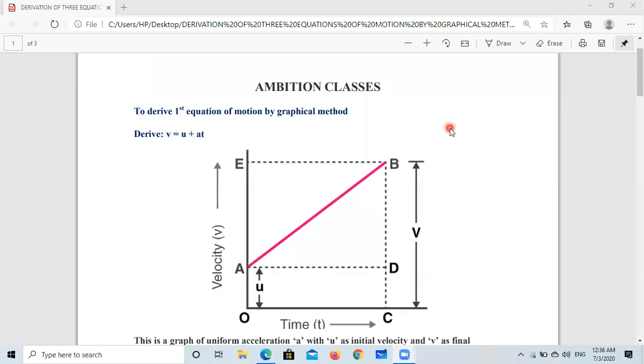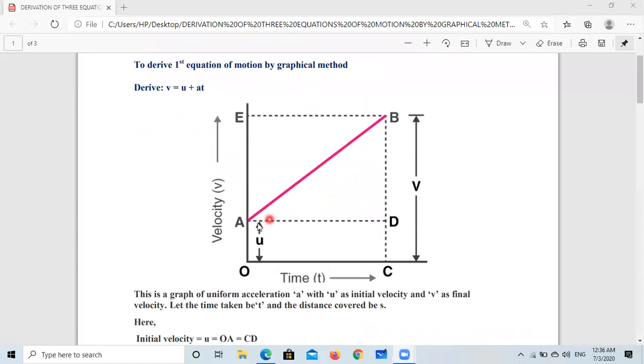Dear students, today we are going to derive the equations of motion by the graphical method. First we take the first equation of motion, v is equal to u plus at. This is the first equation of motion. First of all, we have to draw the graph.